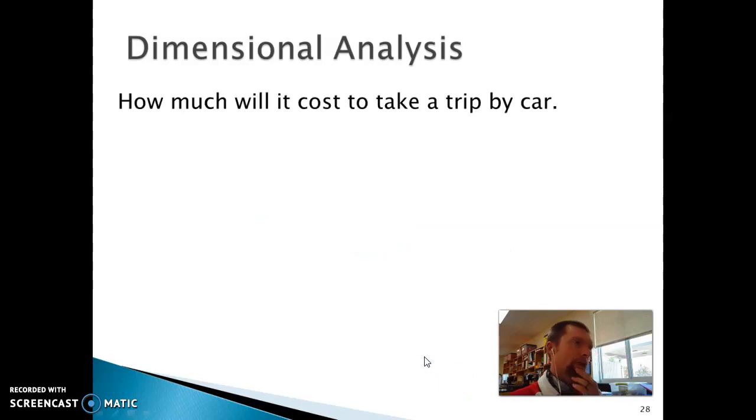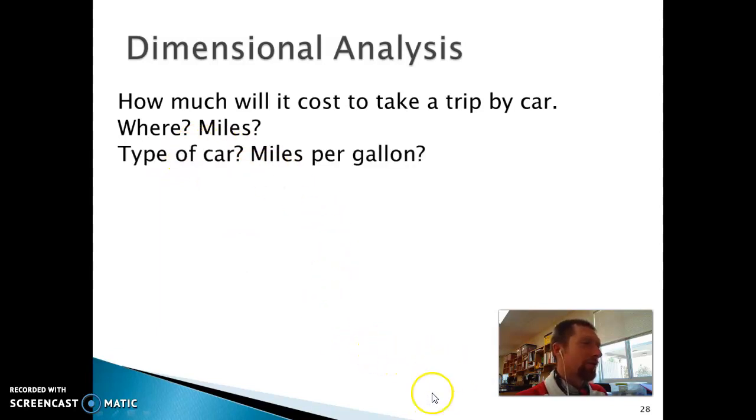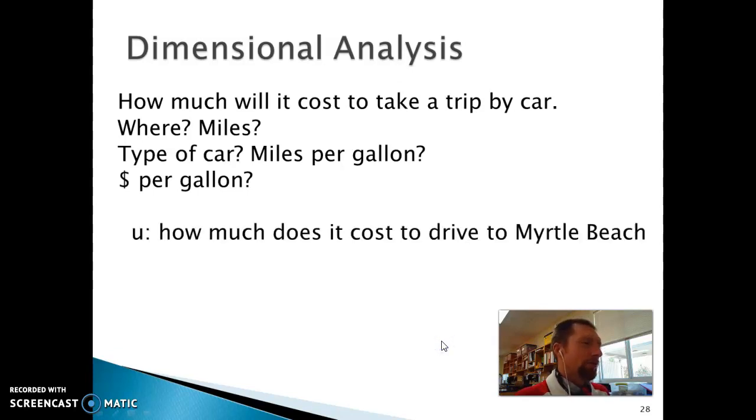All right, another application for that, we could apply this to taking a trip by car. Let's see what the gas price is looking like compared to the current. We've been both above and below in the time that I've been using this PowerPoint. So first we probably need to know where are we going, how many miles is it to get there. And then we'd probably also need to think about what type of car, how many miles per gallon are we getting in the car? And then how much does it cost per gallon? So how much does it cost to drive to Myrtle Beach?